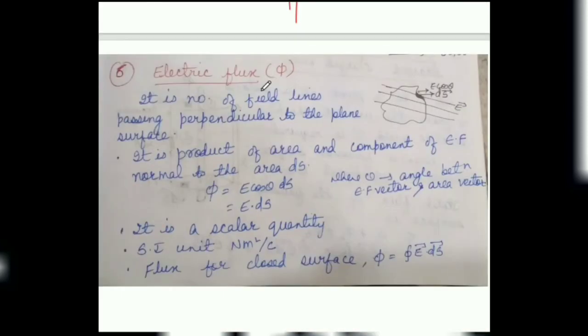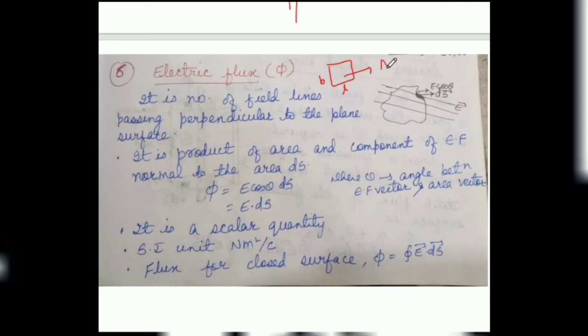Electric flux is the number of field lines passing perpendicular to a plane surface. Suppose I am taking this 2D figure, right? This is the length and this one is, suppose, the breadth of a rectangle or anything. This is a 2-dimensional figure. So what is the area of this one? Area is length into breadth.